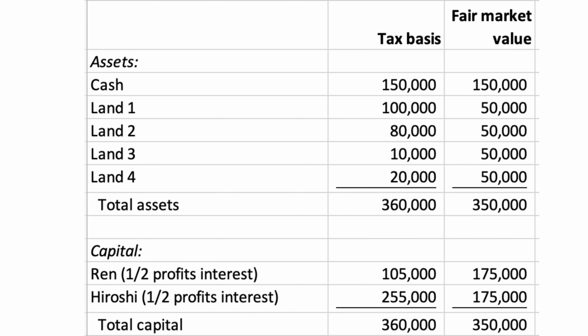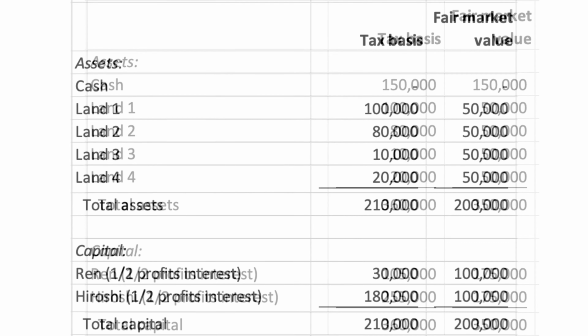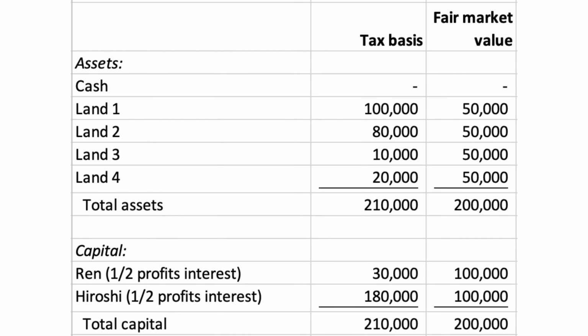Let's look at an example where the partnership has no ordinary income assets, but instead 4 different parcels of land. Here's the balance sheets for this partnership. Let's assume that this partnership liquidates. The cash is the first asset distributed. After the cash distribution, the balance sheet looks like this. Next, we would distribute the ordinary income assets, but since there aren't any, we'll go right to the land.